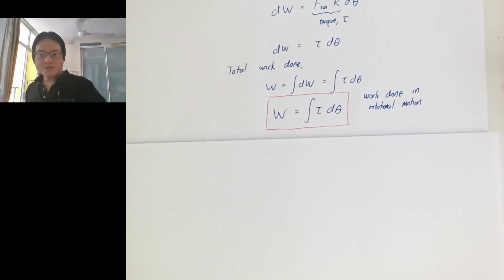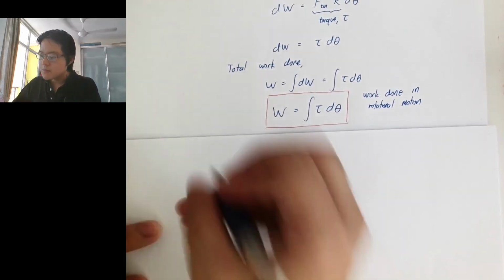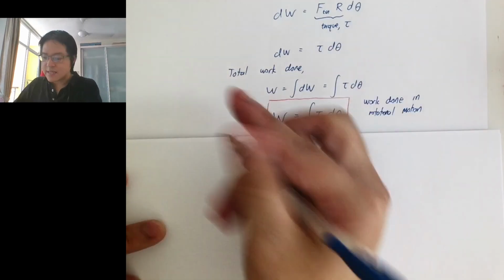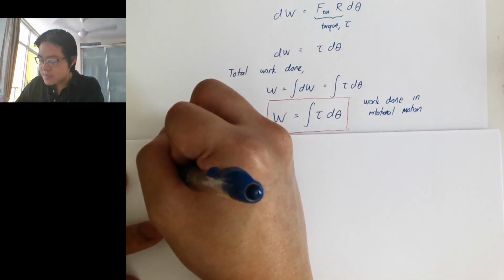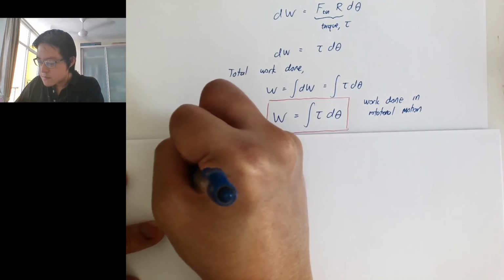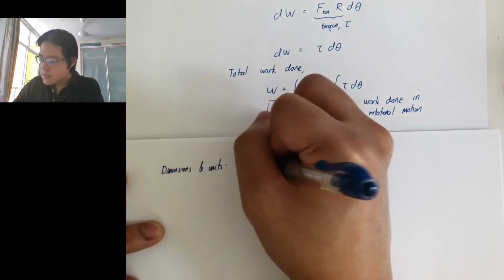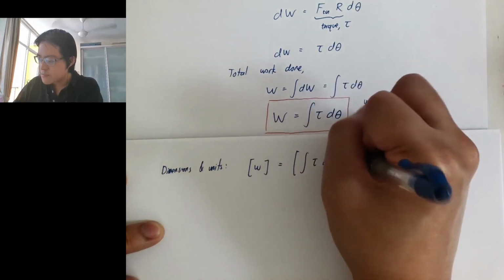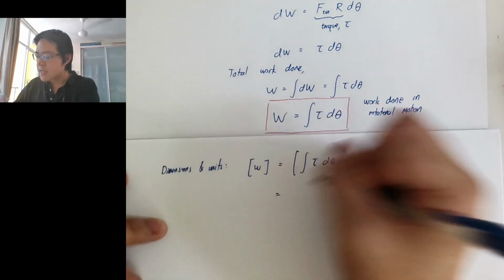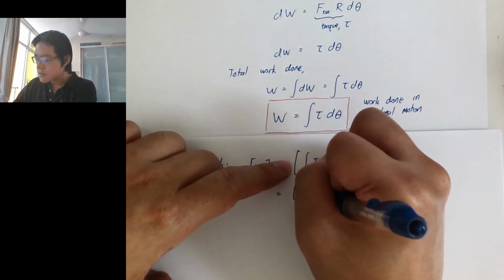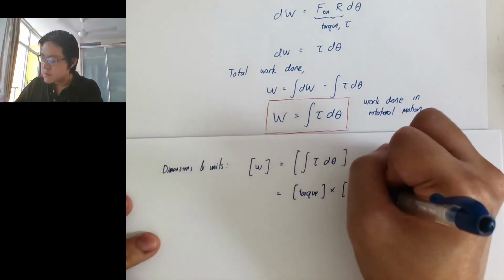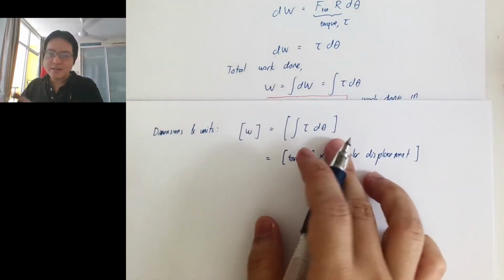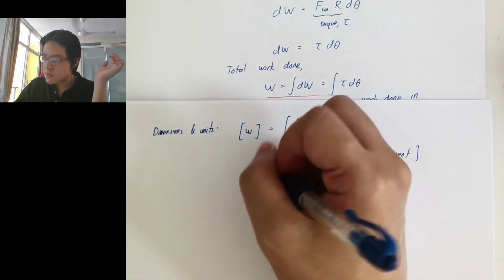So let's come back to the thing about the units, right? Now we have derived this from the usual work done, and it is the same unit. So let's look at the dimensions and units, right? The dimension of work done is the dimension of this expression. So it is basically the dimension of torque times the dimension of angular displacement. Okay, the integral doesn't matter, because we're talking about just the units. We just want to look at the units.